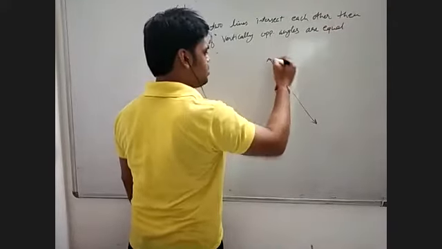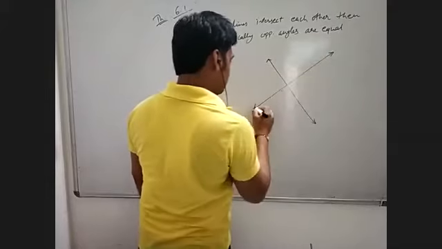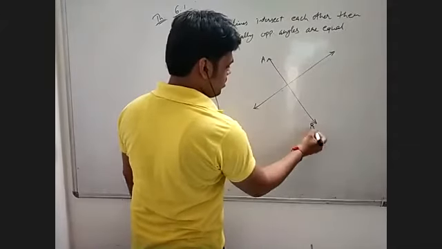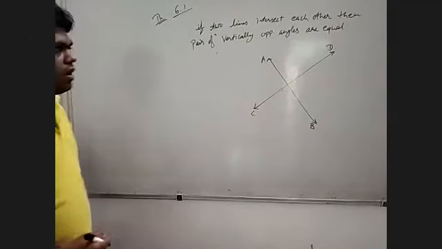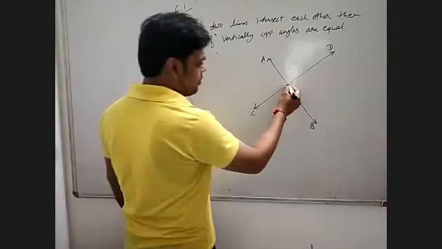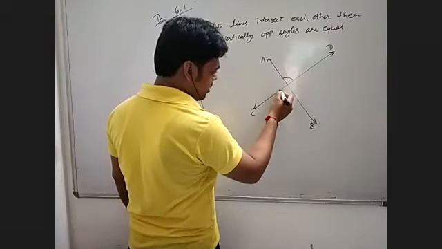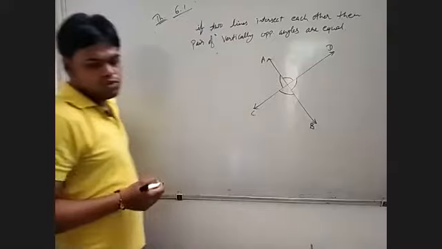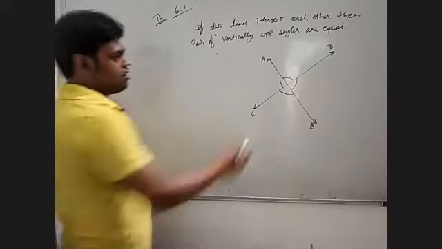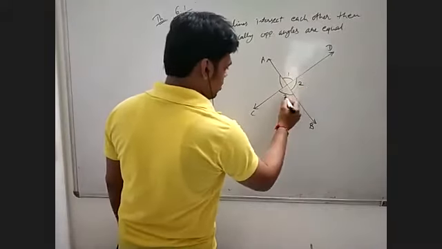The given part is two straight lines are there. That is AB and CD are two straight lines here. And the next part is we have to prove that vertically opposite angles are equal. This equals to this. This part is equal to this part. These two angles we have to prove equal pair. It is 1, 2, 3, 4.